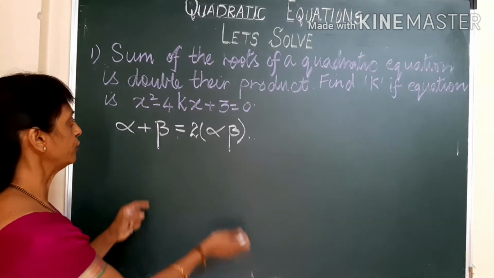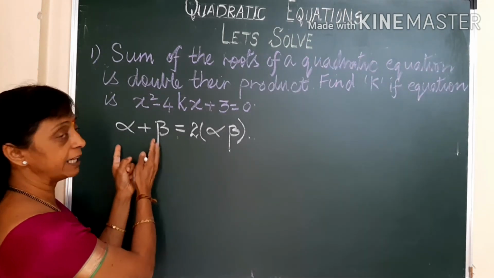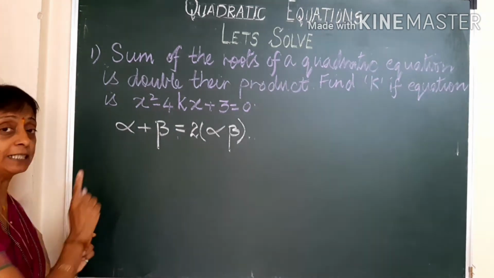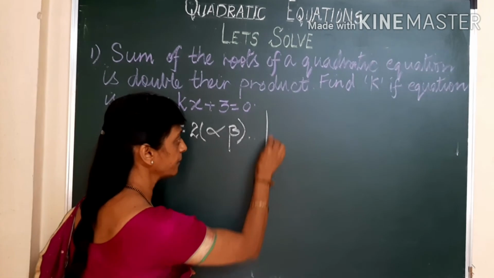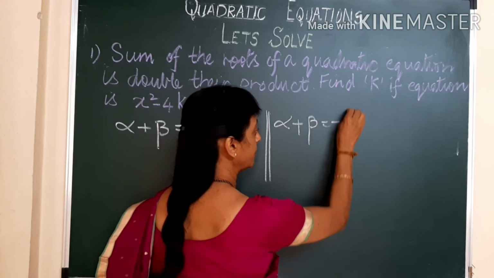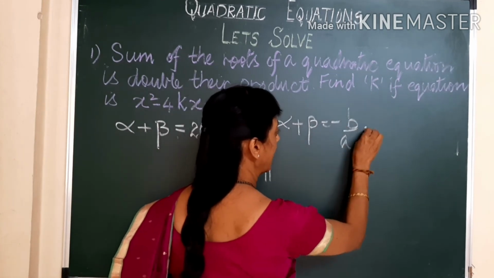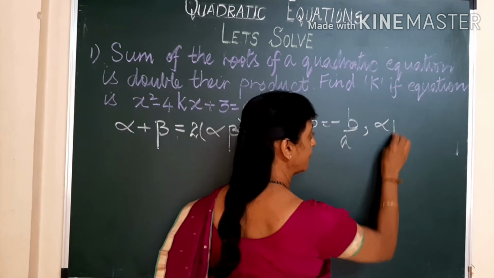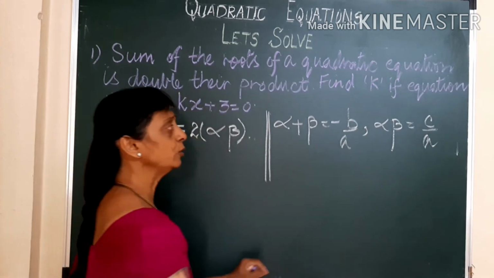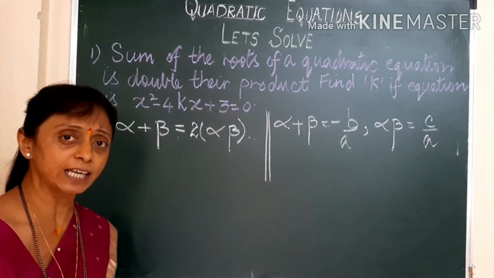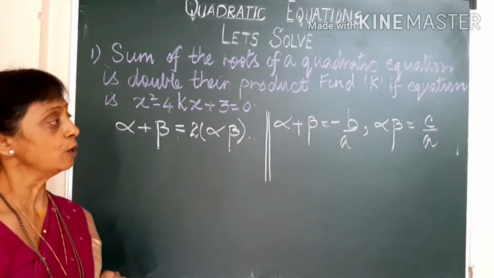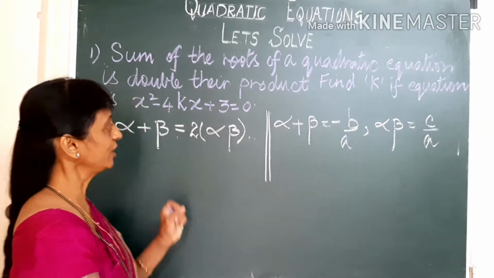Now children, they have given you the relation between alpha and beta. But we know the relation of alpha and beta with the coefficients. What is it? Alpha plus beta is equal to minus b upon a, and the product of the roots, alpha into beta, is equal to c upon a. When can you know the answers of alpha plus beta and alpha into beta? Only from the given equation, if you are able to find out what is a, what is b and what is c. So let's do it.